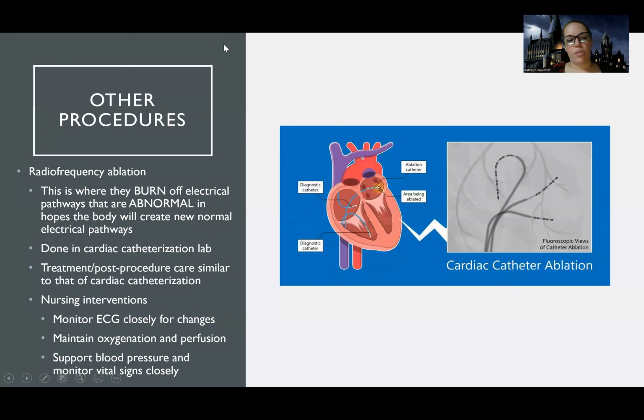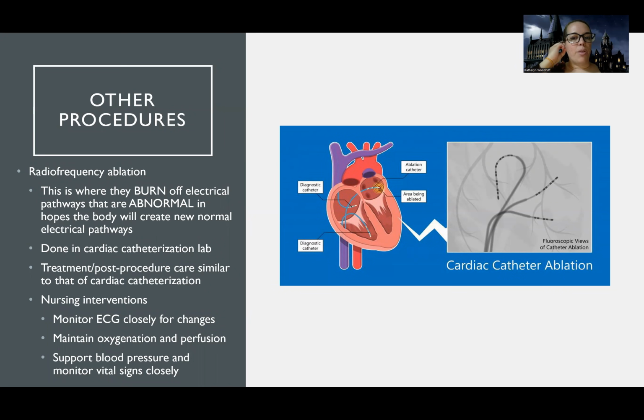So other procedures we can do, there's what's known as a radiofrequency ablation. This is where the doctor goes in and uses a catheter to burn off electrical pathways that are abnormal or not working to create new ones. Think of it like there's some part of the tissue, because a lot of times it's happening in the muscle, where your electrical signals are getting stuck in a loop. So we're trying to burn those pathways to stop them from getting stuck in that loop. And then we're hoping that the new pathway that gets formed when that one's burned off will actually be helpful, no pun intended, conductive.